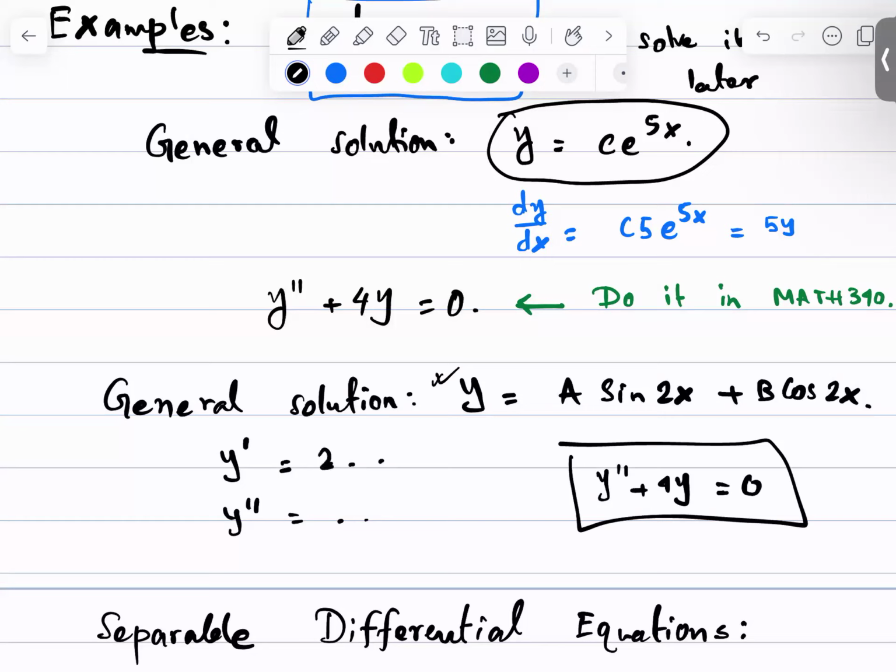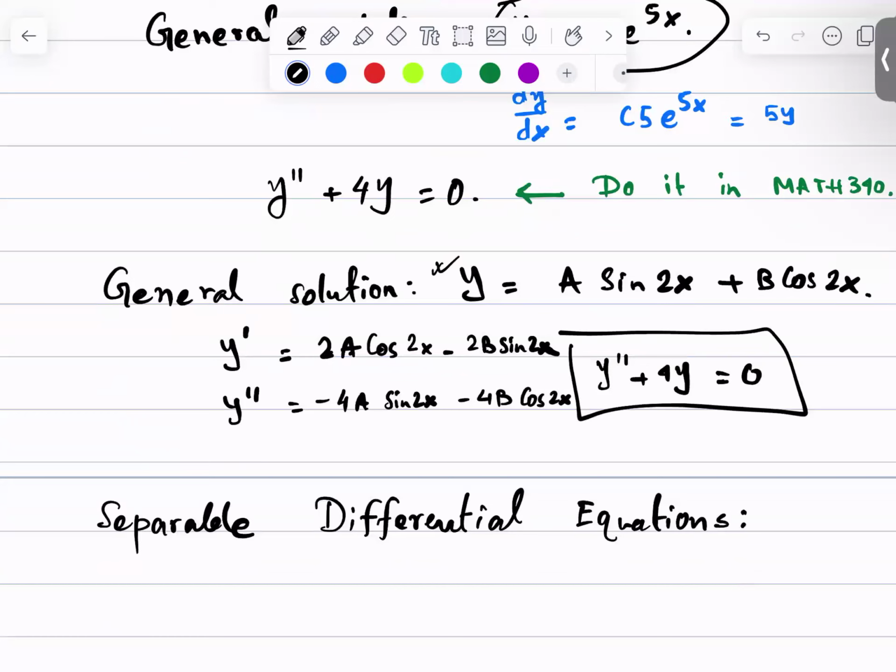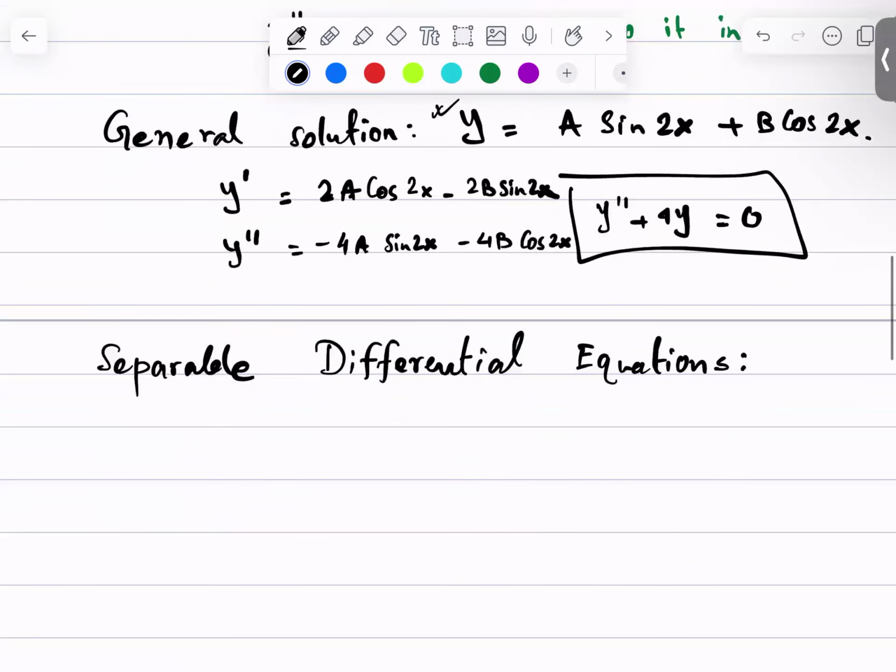Or let me write it down. It will be 2a cosine 2x minus 2b sine 2x. And there you'll have minus 2a sine 2x minus 4b cosine 2x. Okay. And basically you can just add y double prime and 4y. You'll get back 0. Okay, cool.